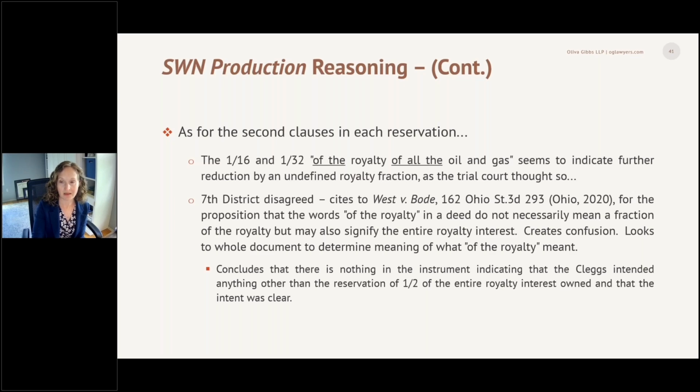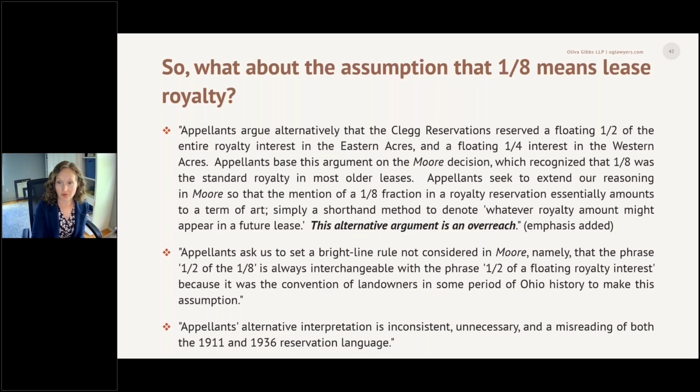What can we take away here? The 7th District appears to have strong feelings about assuming that a 1/8 always means lease royalty. It rejected the presumption that a 1/8 is a term of art and shorthand for whatever royalty amount might appear in a future lease. And in doing so, it rejects creating any bright line rule like we saw in the Navigator case, because not all historic leases provided for a 1/8, like leases that provided for 1/8 royalty for oil and 1/2 for gas rentals.